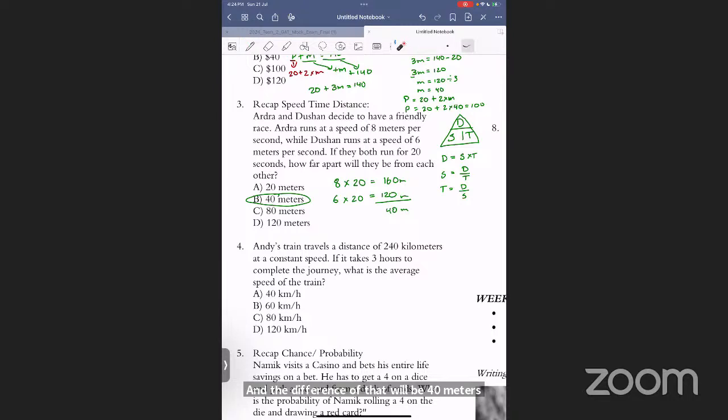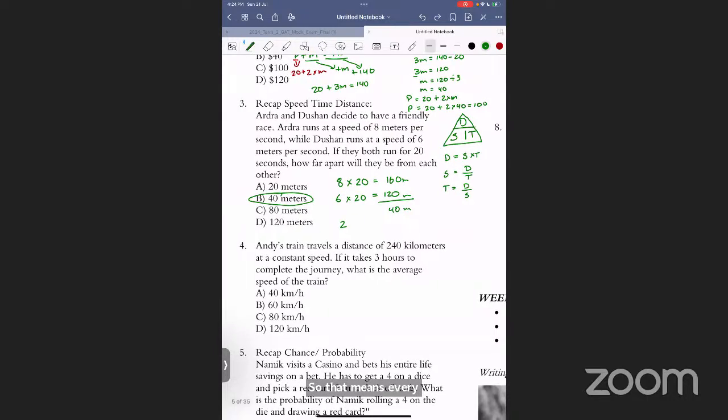Another way to think about it is every second, Ardra is 2 meters ahead of Dushan. So that means every second she has a 2 meter advantage, 2 meters every second. So that means if she runs for 20 seconds, it'll be 40 meters. Right? Fairly easy.